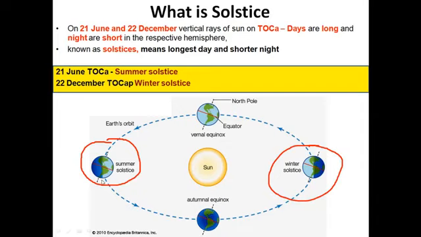As you can see in this diagram, the direct rays are falling on Tropic of Cancer. At this point of time, the days will be longer and the nights will be shorter. But during winter solstice, direct rays will be falling on Tropic of Capricorn. In southern hemisphere, the days will be longer and nights will be shorter. It means longest day and shortest night.